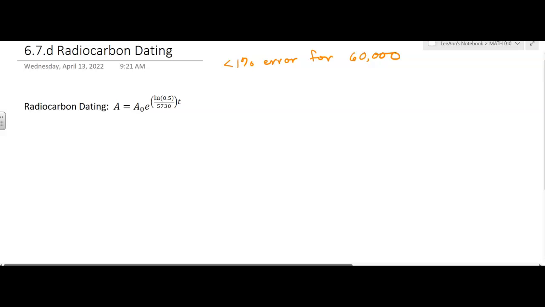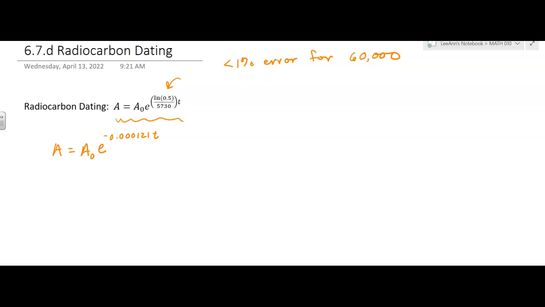Okay, so we already came up with a half-life formula for carbon-14, and there it is. The first thing we're going to do is replace that natural log of 0.5 over 5730 with negative 0.000121. We talked about that in the last video, but that's going to make it a lot easier for us to write and work with.